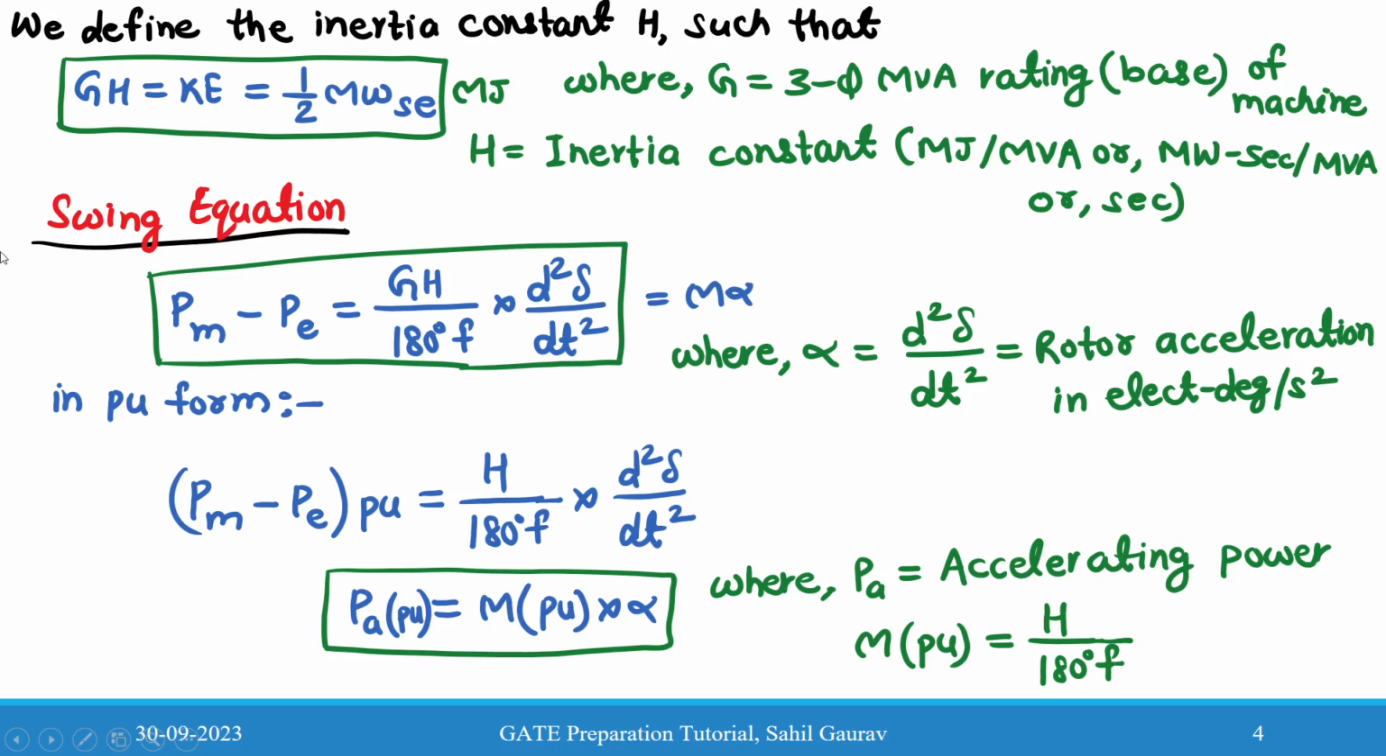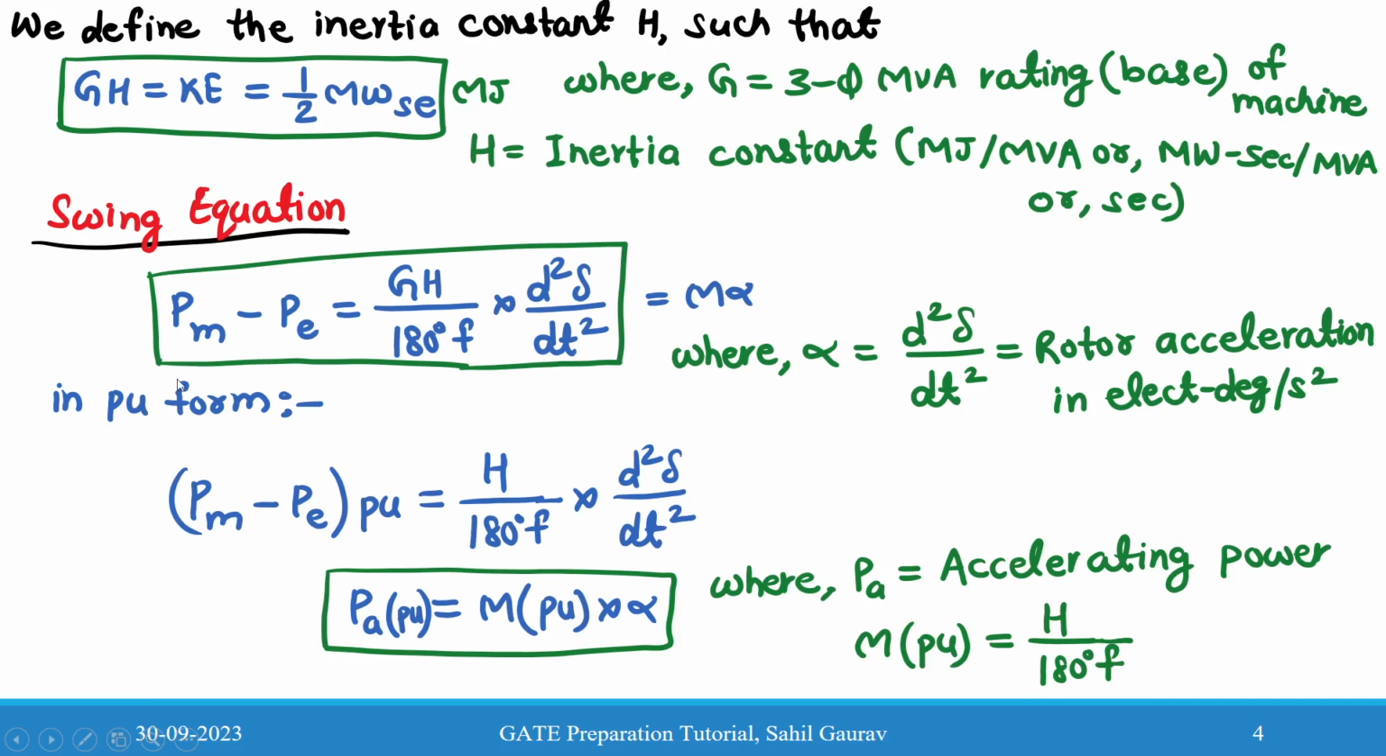Now we will see the swing equation. We know that the swing equation represents the dynamics of the rotor of a synchronous machine. So for the swing equation we can write input power minus output power, that is PM, we represent here mechanical power, minus PE the electrical power output. So it is equal to GH divided by 180 degree f into d square delta dt square, where delta is the rotor angle. So you can also write it as M into alpha, where alpha is the rotor acceleration in electrical degree per second square.